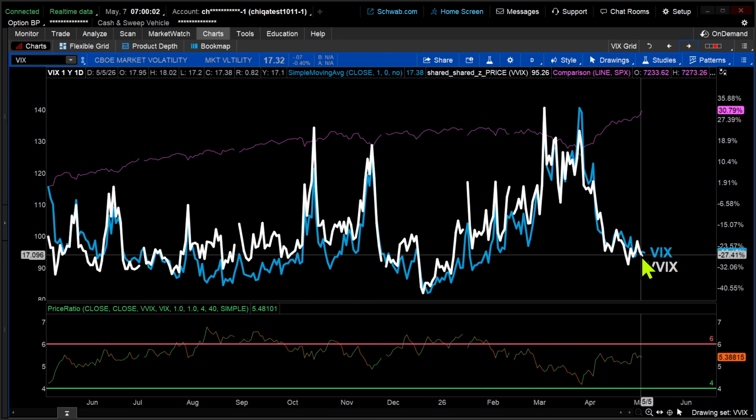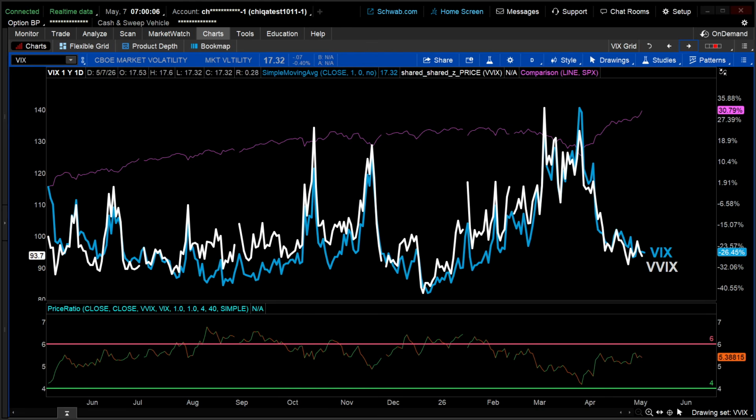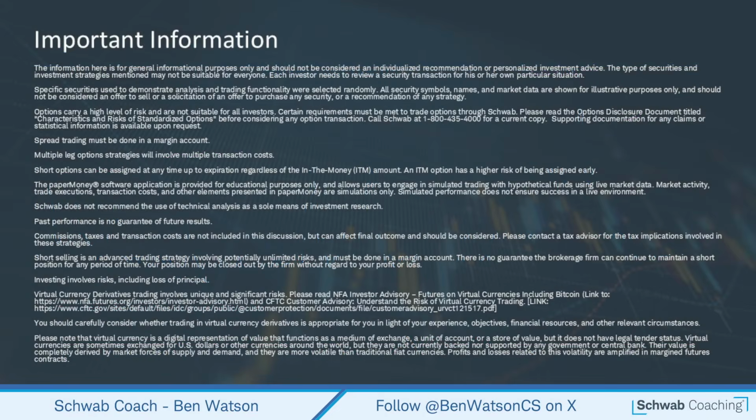So it's interesting to dig into some of the nuances that we see with the VIX and its relationship to volatility and its relationship to the market. Always one of those things that is an interesting aspect to trading around volatile market conditions.